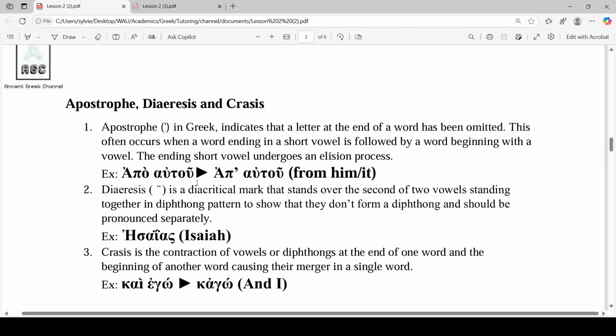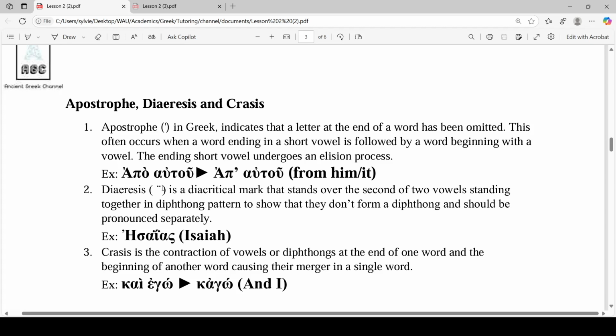Okay, look at the accents, guys. It's a complex accent and grave accent because it is followed by another word, but it should have been an acute accent. Okay, well, apo autu is normally written apautu, with the omicron that disappears and is replaced by this sign that is called the apostrophe.